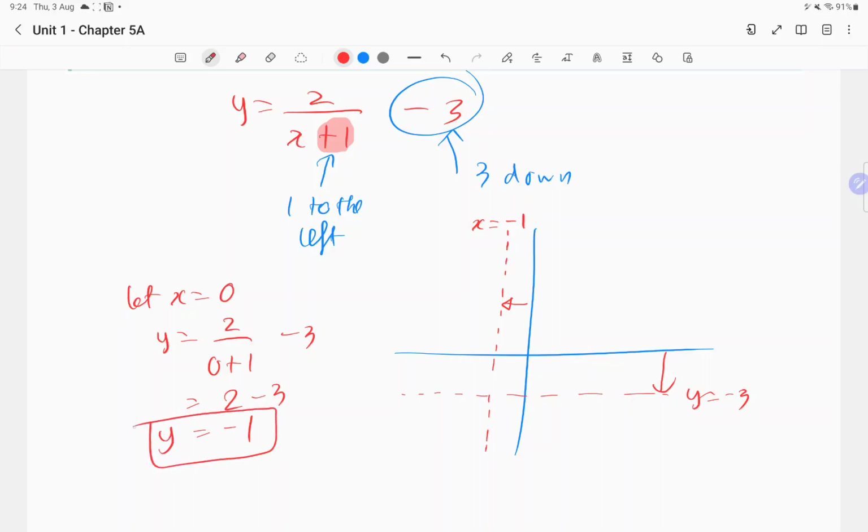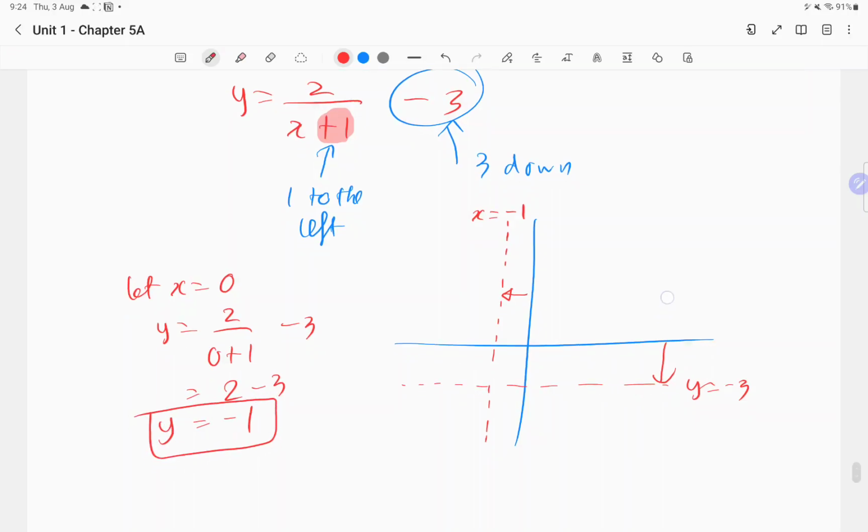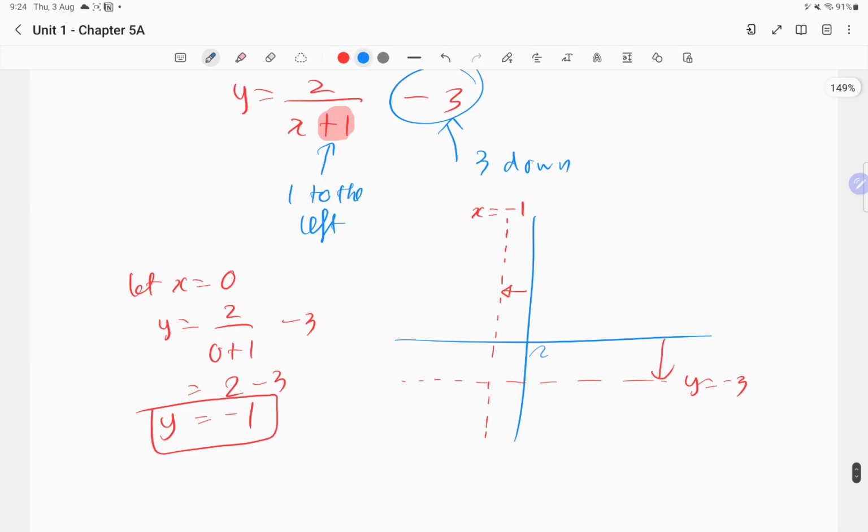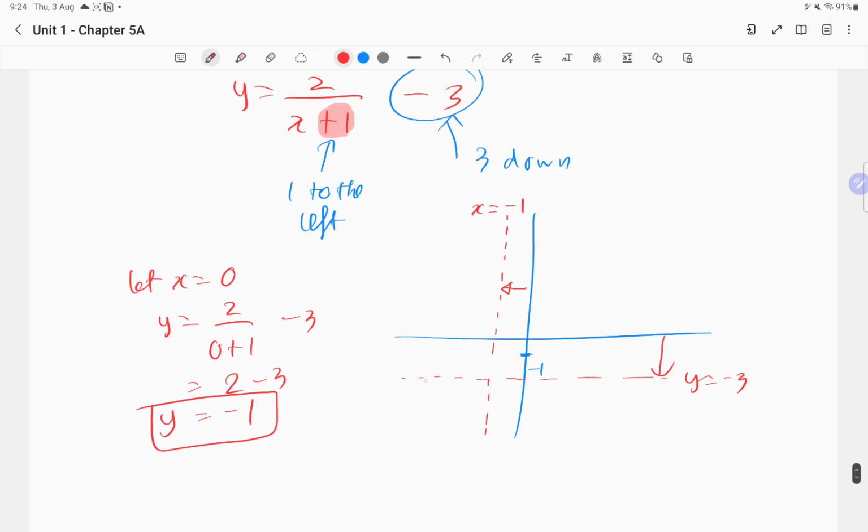So this is the y-intercept. The y-intercept at negative 1 is somewhere around here. We just need to make the graph pass through this point. The negative region is just going to look like that, right? It will get close to the asymptotes, but can't touch them.